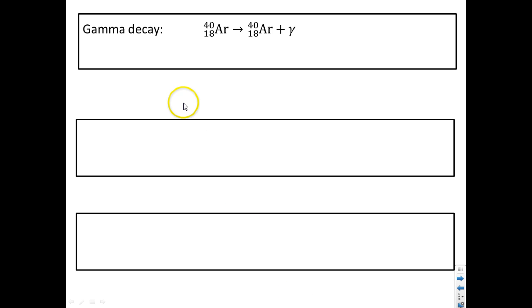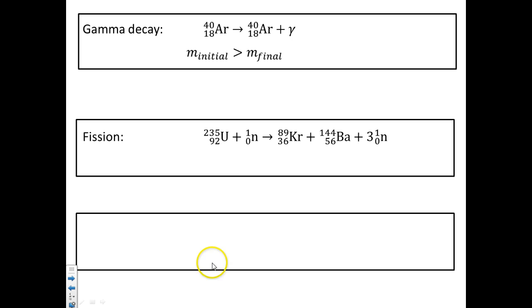The next is gamma decay. Notice that the parent nucleus doesn't change elements, but we still have smaller mass at the end. So mass is lost, which means the system is losing mass and losing energy. That energy is given off as positive energy to the environment. The next example is fission.